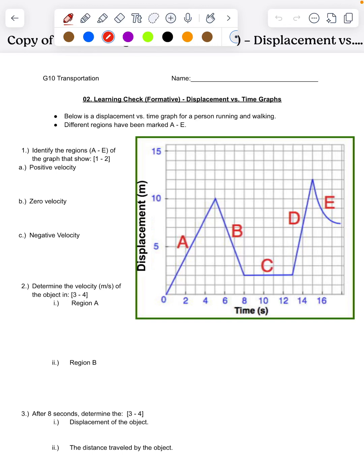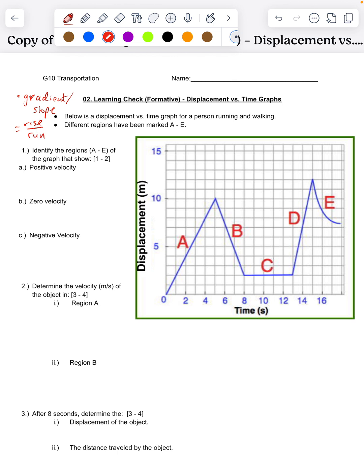Okay, so we're looking at a displacement versus time graph. Key thing that we're really going to be looking for here is how is the displacement changing over time? And the best measurement of that is going to be the gradient or the slope. And so gradient or slope, we can calculate rise over run, and that gives us a good sense of how the distance is changing with time.